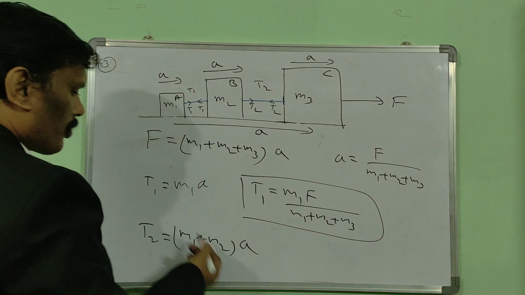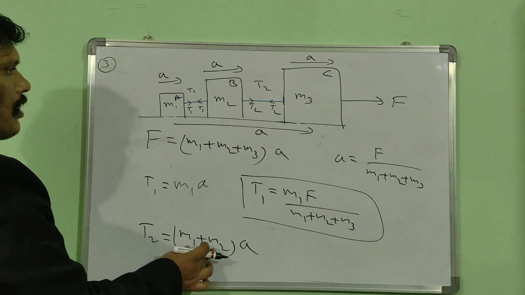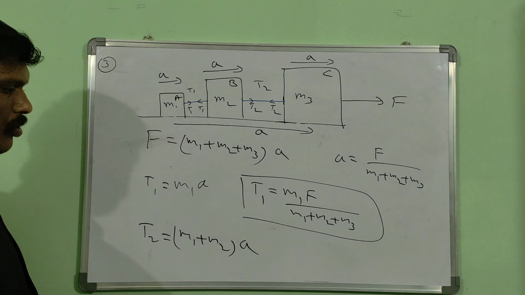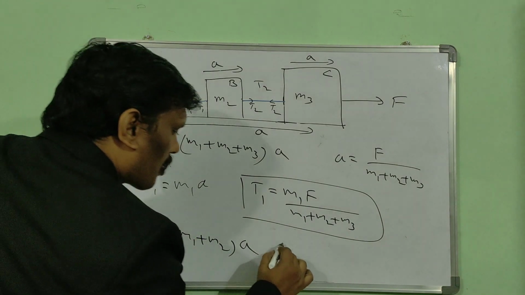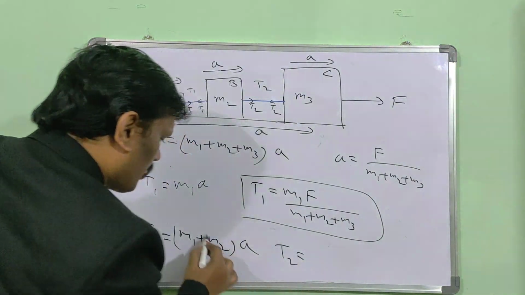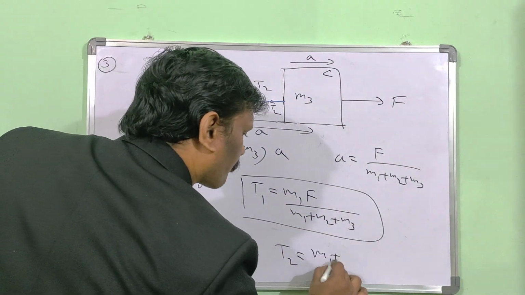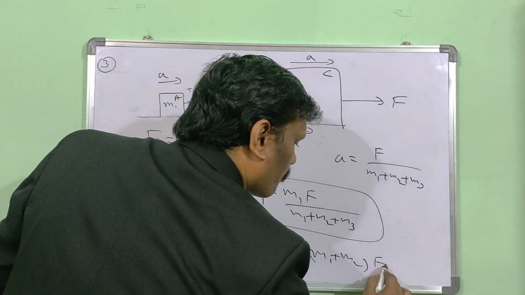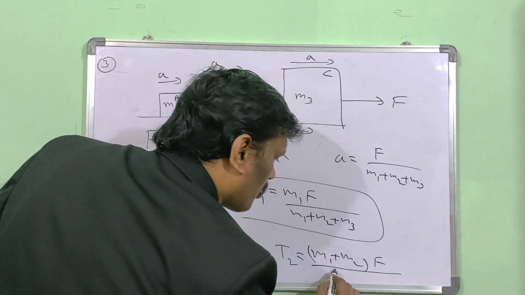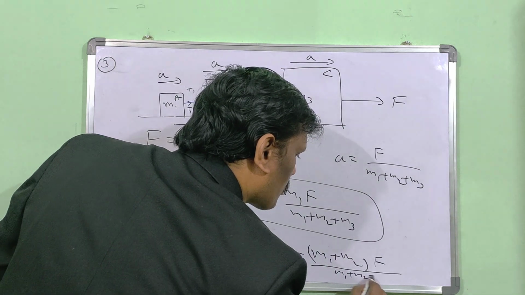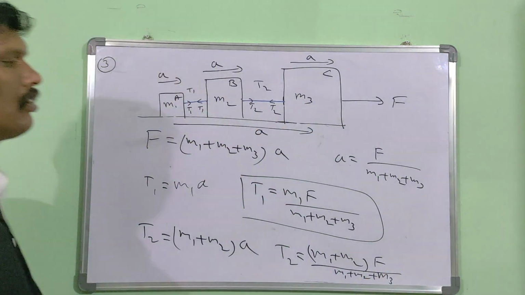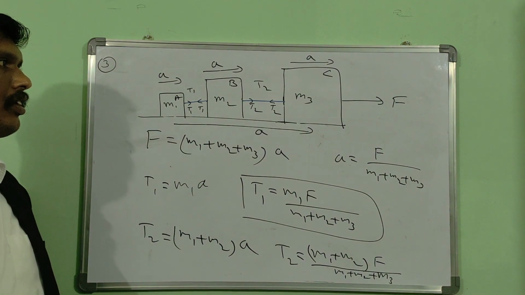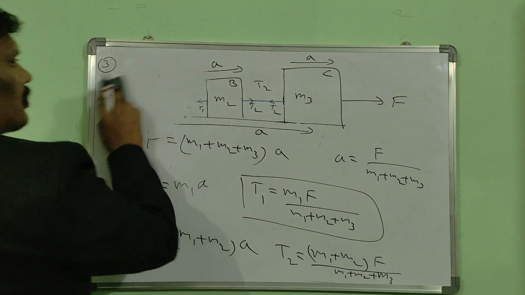Then this is the formula to calculate tension. Take the M1, M2 values and take the acceleration value from this formula and calculate the tension. Problem is over. So the formula for tension T2 is equal to M1 plus M2 into the acceleration. Already we have the acceleration, F upon M1 plus M2 plus M3. That's all. By using this formula, one can calculate tension T2 also. That's all. Next system we are going to consider.